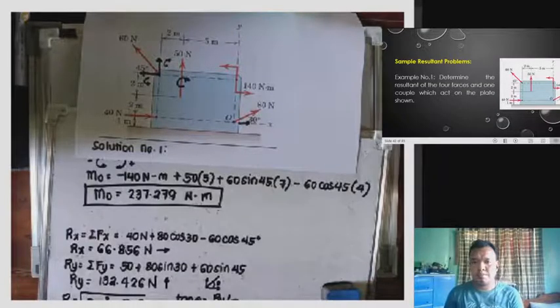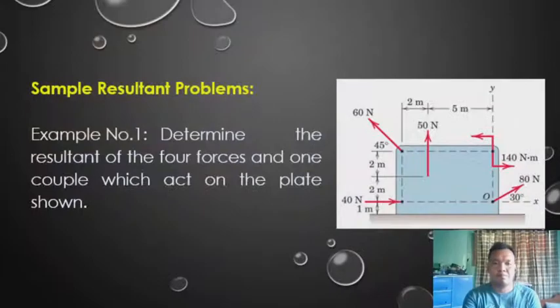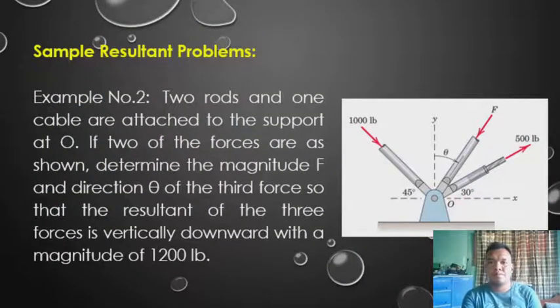Okay. So next problem po ulit tayo para mas maintindihan ninyo. Sample number 2. 2 rods and 1 cable are attached to the support at O. If two of the forces are as shown, determine the magnitude F and direction theta of the third force so that the resultant of the three forces is vertically downward with a magnitude of 1,200 pounds. So, ibig sabihin, pinapahanap po yung value ni F dito. Pero may resultant force ka na dito, which is 1,200 pounds. Okay. Solve natin.